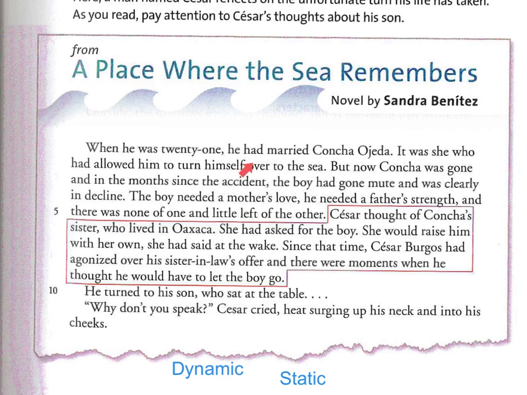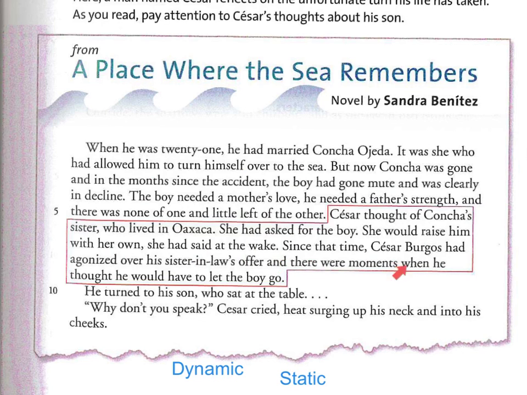When he was 21, he had married Concha Ojeda. It was she who had allowed him to turn himself over to the sea. But now Concha was gone, and in the months since the accident, the boy had gone mute and was clearly in decline. The boy needed a mother's love. He needed a father's strength, and there was none of one and little left of the other. Caesar thought of Concha's sister who lived in Oaxaca. She had asked for the boy. She would raise him with her own, she had said at the wake.